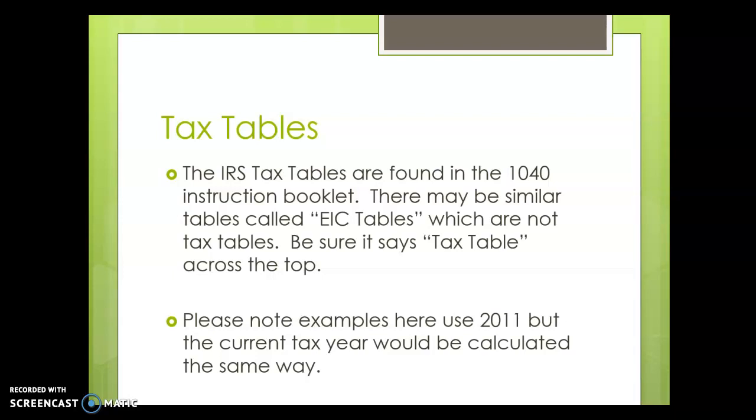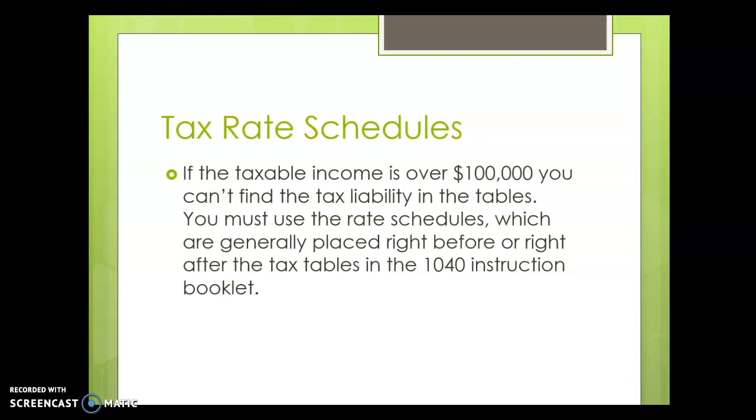There are other tables in the instruction booklet that are called EIC, or Earned Income Credit tables. So you need to make sure that it says tax table across the top of the page so that you know you have the correct tables. Also note here in this PowerPoint we have 2011, but the current tax year would be calculated the same way. If it's over 100,000, they have places where you can write in numbers and it will calculate out the tax for you. The tables only go up to 100,000.